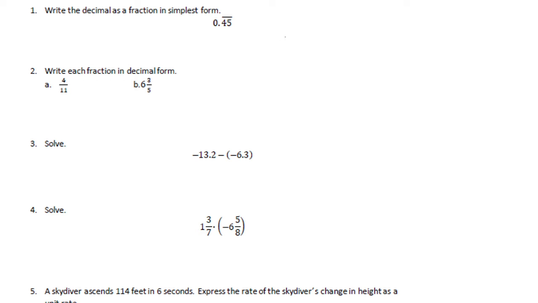Let's write the decimal as a fraction in simplest form. What's repeating is a 45, and because there are two digits that are repeating, we want to put that over two nines.